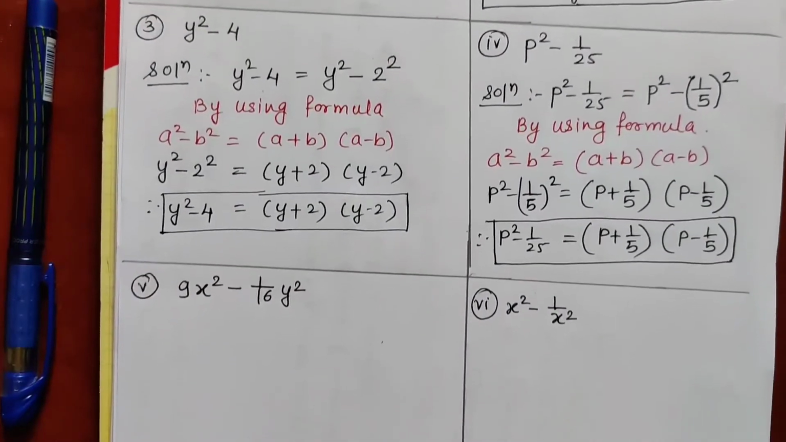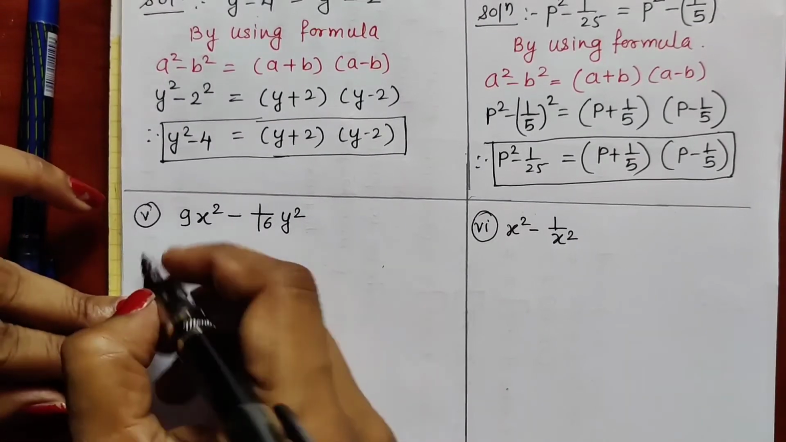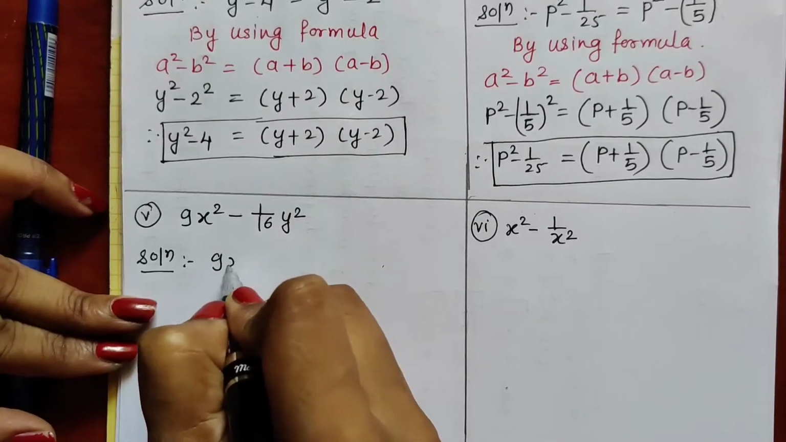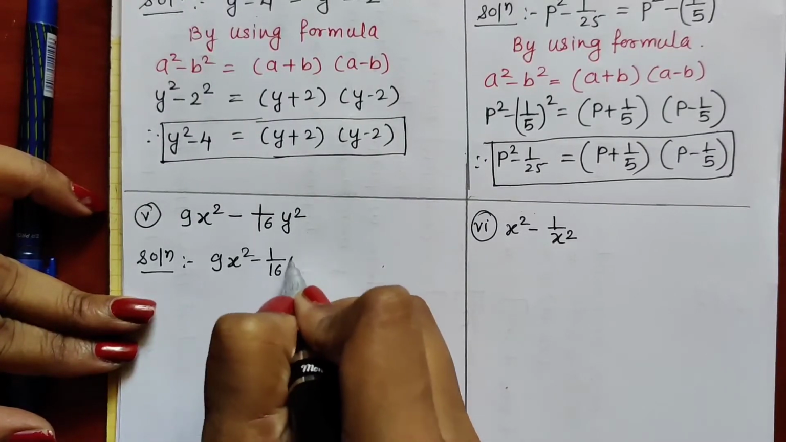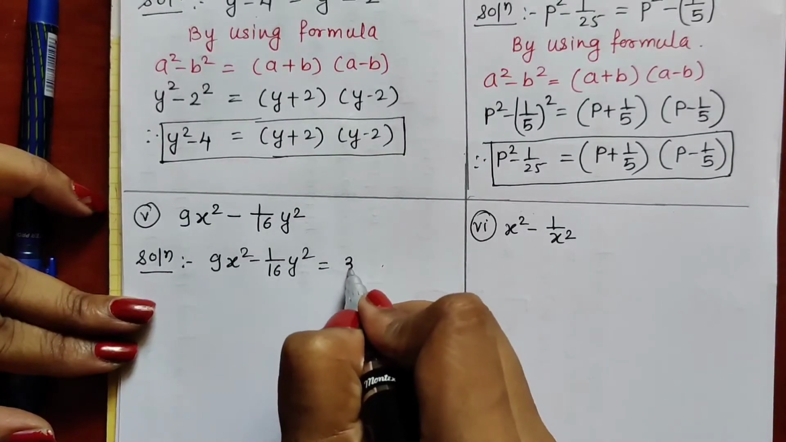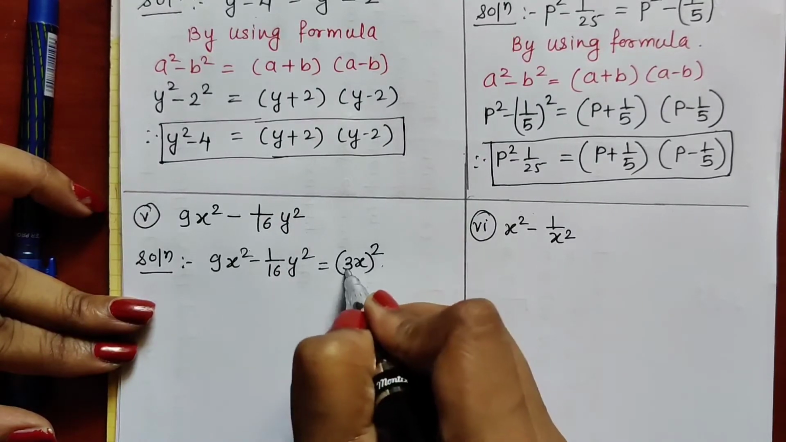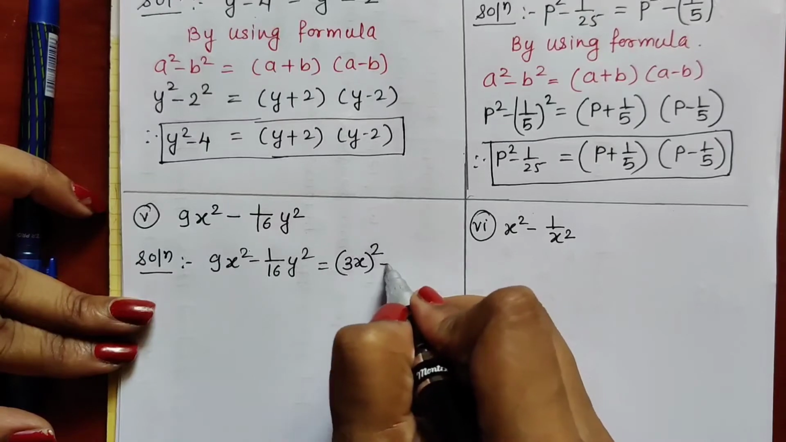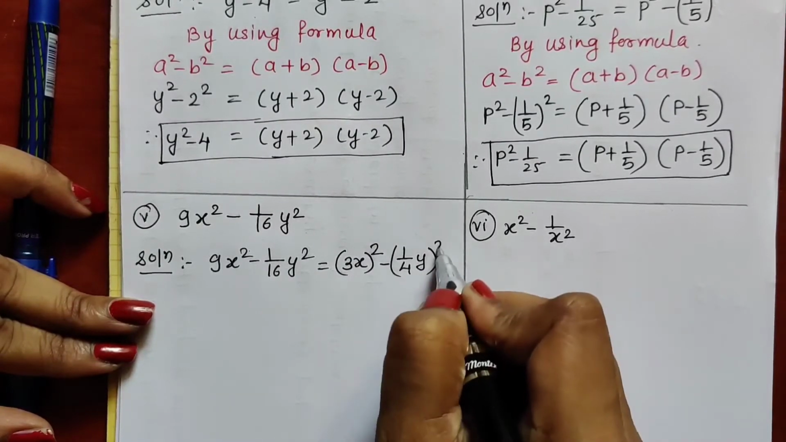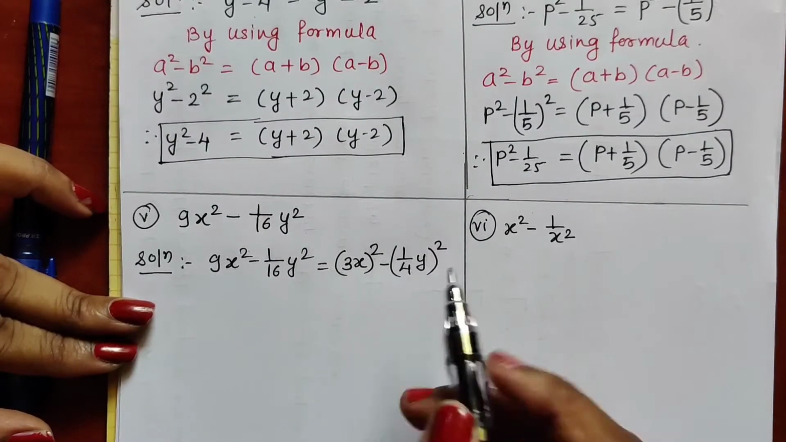Now next sum. 9x square minus 1 upon 16y square. First convert this into perfect squares. 9 and 1 upon 16 are perfect square numbers. So 9 is the square of 3, and for x square we should write only x and put it inside the box. So 3x whole square means 9x square, minus 1 upon 16 means (1 upon 4 y) whole square. y square is the square of y and 1 upon 16 is the square of 1 upon 4.